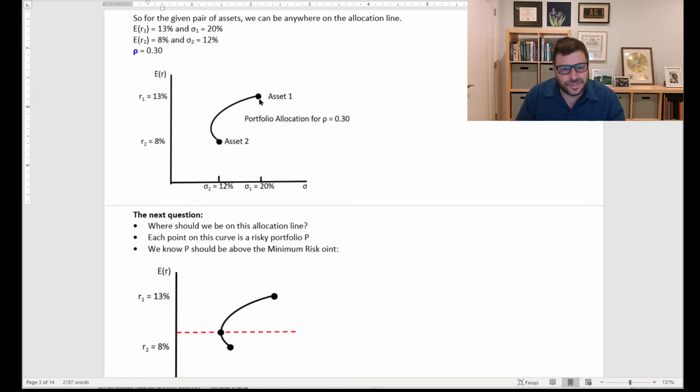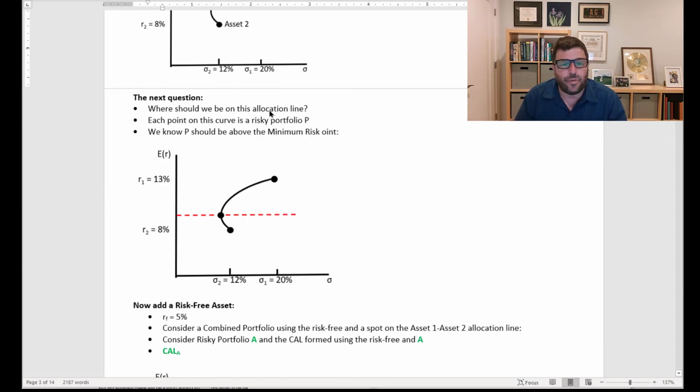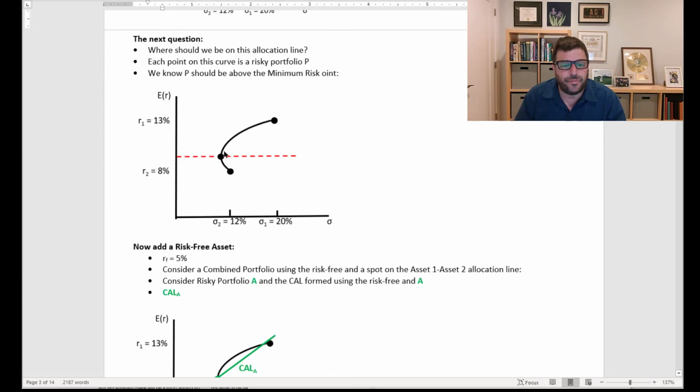So the next question is, where do I want to be on this line? The first thing I can see is that I know I want to be somewhere above the minimum risk spot. I don't know what the value is for this minimum risk spot. We're not going to bother to figure it out, but I can just show it on the graph. And I can see that there is no possible lower risk than this. There's lower return and higher return, but those both have higher risk.